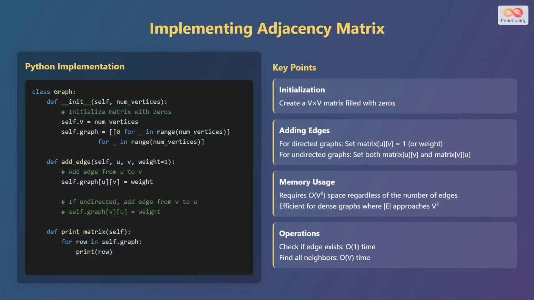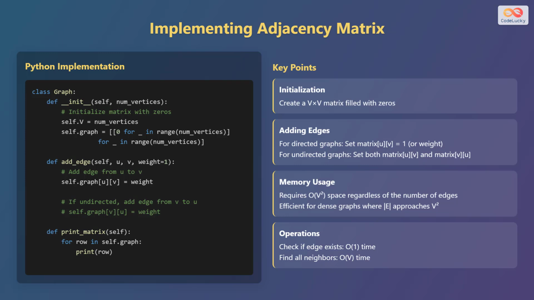Let us see how to implement an adjacency matrix in Python. We define a class called Graph. In the init method, we initialize the matrix with zeros. V is the number of vertices. The graph is initialized to a 2D array with all values 0. In the addEdge method, we add an edge from vertex u to vertex v by setting the value to weight. For undirected graphs, we can add an edge from v to u as well, making the matrix symmetric. The printMatrix method iterates through each row in the graph and prints it.